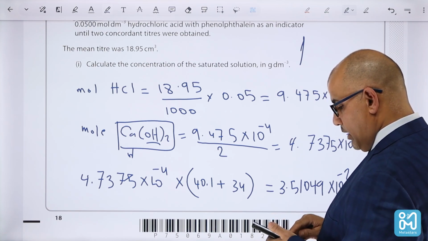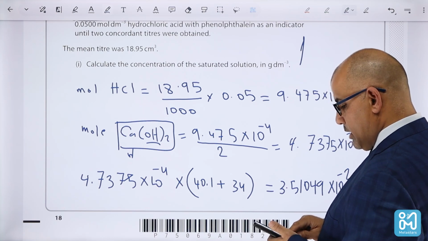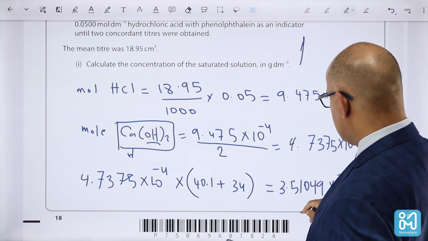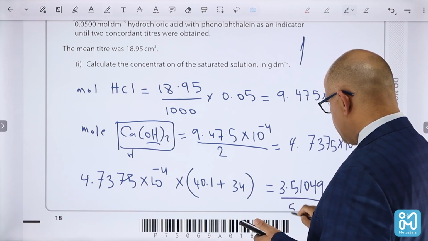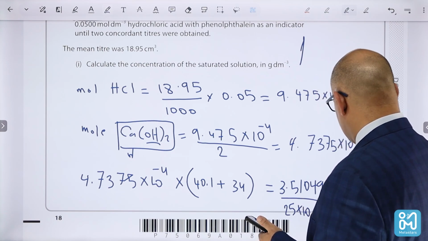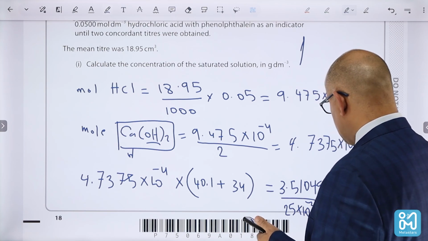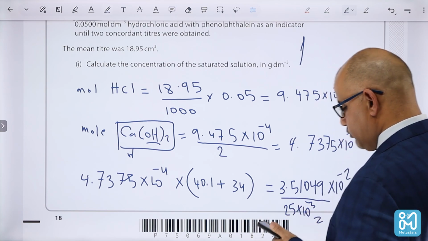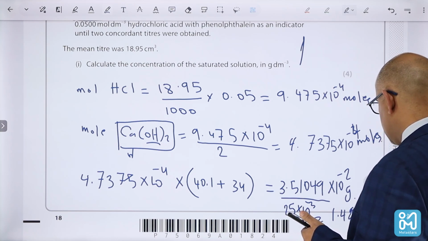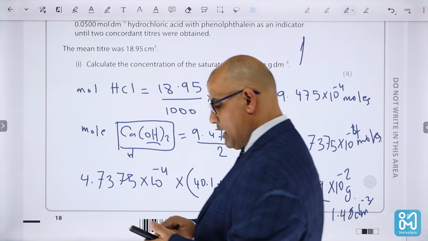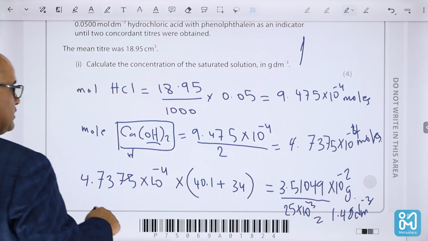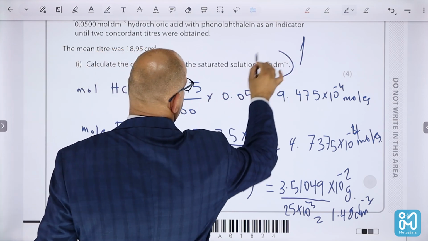Now you can find this as mass over volume. So if you divide this over 25 times 10 to the power negative 3, this will give you how much? It's 1.4 grams per cubic decimeter. That's the answer. Okay, and that's what is needed in the question.